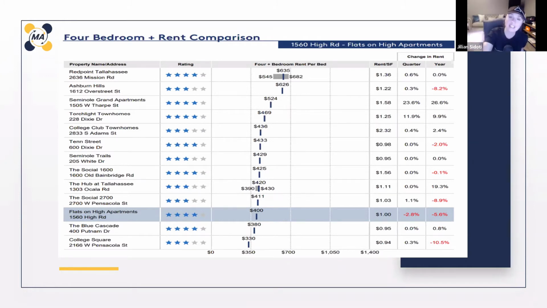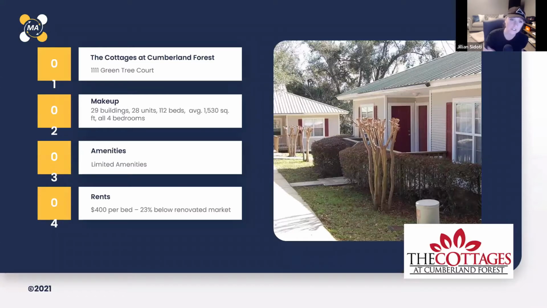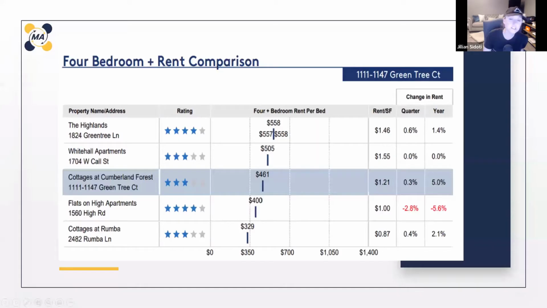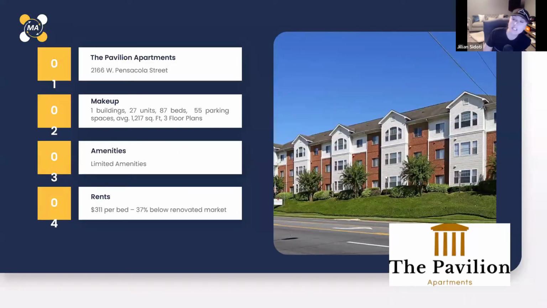It looks pretty nice. There is room for improvement, and there's definitely upward mobility with the rents. Same with this one. Looks really nice. It's $400 per bed. It's 23% below the renovated market rate. And here's what it looks like right now. As you can see, we can make a lot of improvements here, and we are still below market rents in this one as well. Next, we have the pavilion, which is 37% below renovated market.